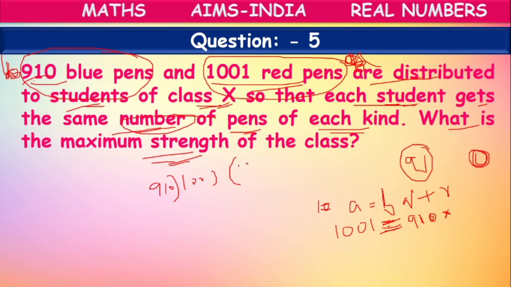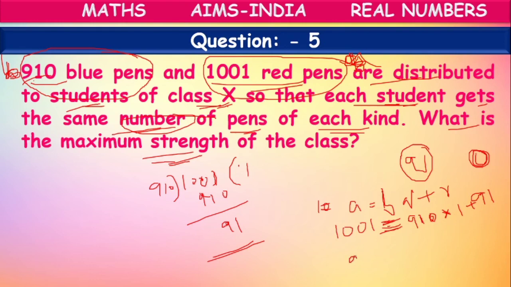We will get 1. 910 ones are 910. So 1 minus 0, 1. From 0 we cannot remove 1, so we borrow. From 10, 1 goes, means 9. 91 will come. Okay, so what is remaining? Multiplying by one time, we will get remainder 91.